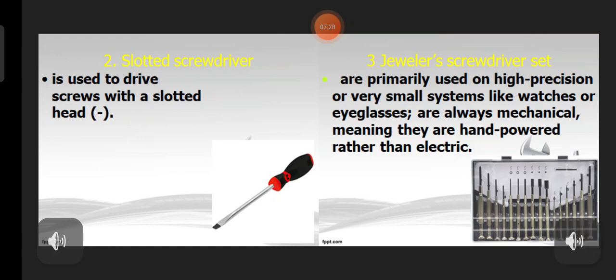Another type of screwdriver is what we call jeweler's screwdriver set. These are primarily used on high precision or very small systems like watches or eyeglasses. They are always mechanical, meaning they are hand-powered rather than electric. They are a set of small screwdrivers composed of slotted and Phillips screwdrivers. These are more useful for fine work, such as electronics, eyeglasses, watches, and jewelry.